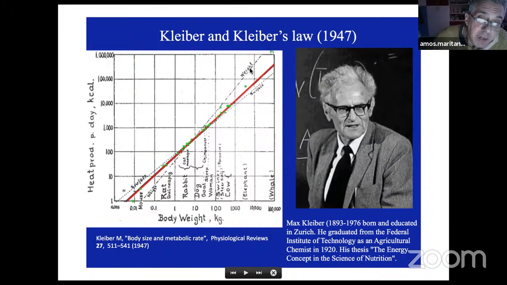The upper dashed line is just the weight. So if you plot the weight versus the weight, it should be a line with slope 1. So the upper line has a slope 1. The lower dashed line is the surface, and the surface indeed scales like 2/3. So according to him, the red line is in the middle and it is well approximated by 3/4.